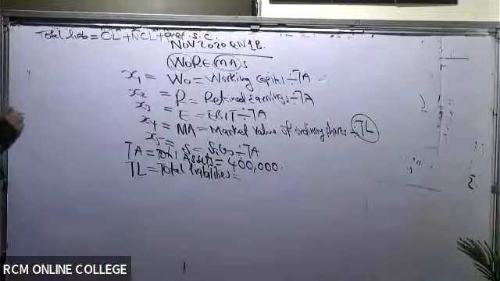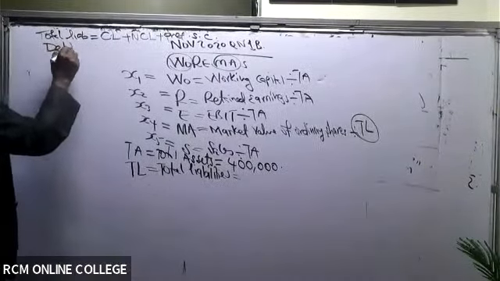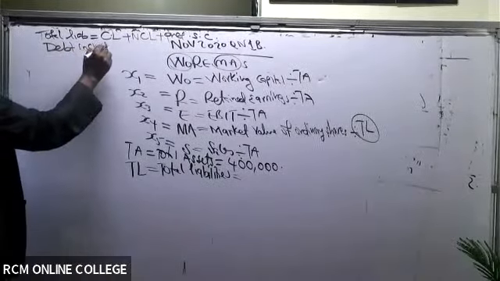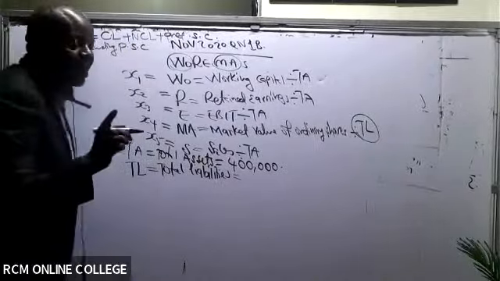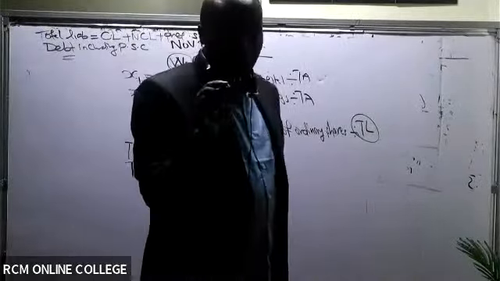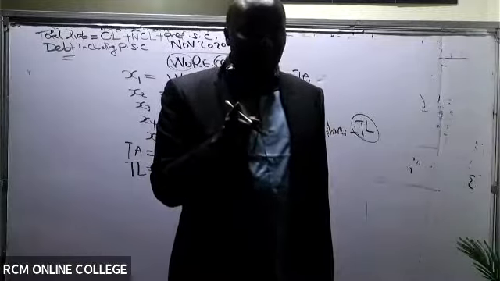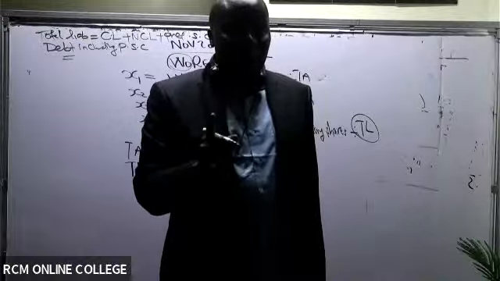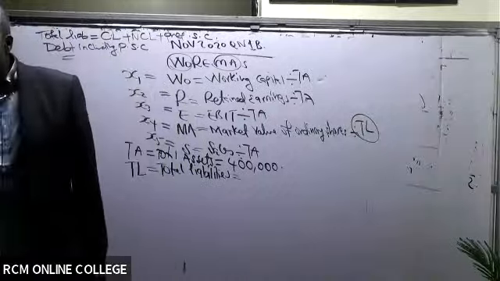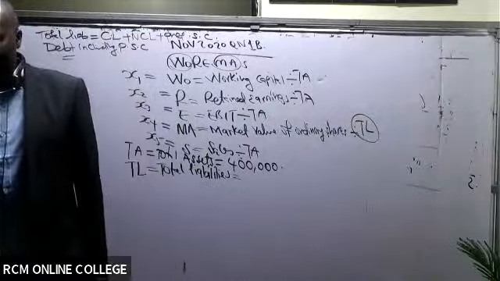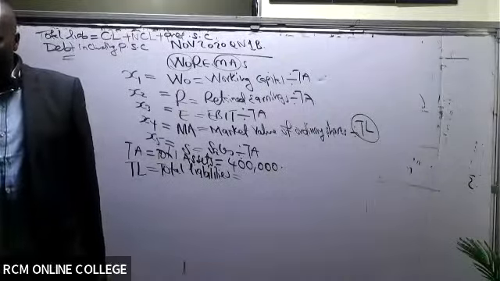But what of a situation where the examiner talks about debt, including preference share capital? Can we take current liabilities as debt? Are the current liabilities part of our debt? When they talk of debt, they are basically making reference to long-term debt, that you have gone to borrow or you have issued bonds.